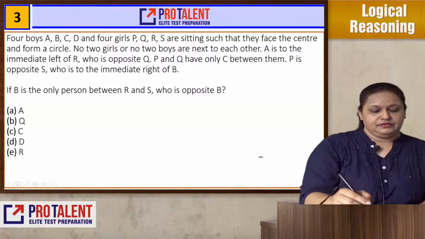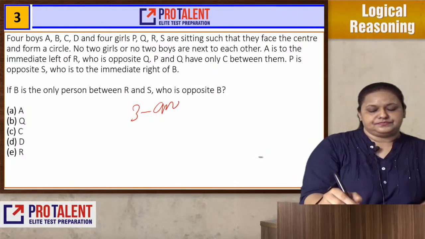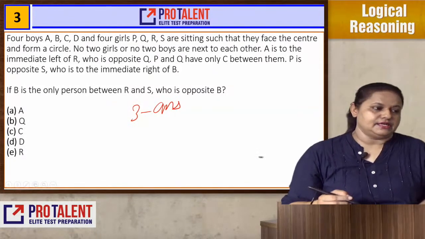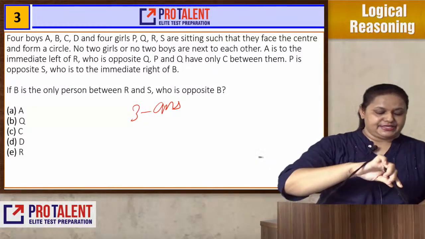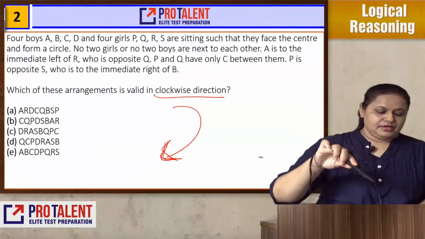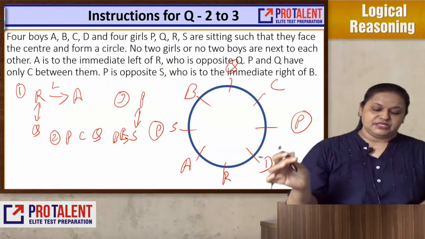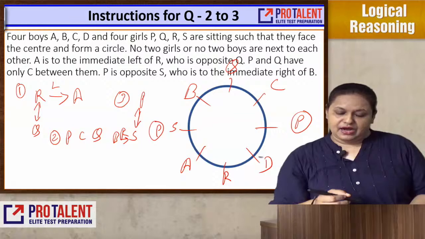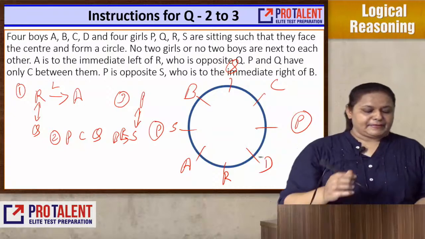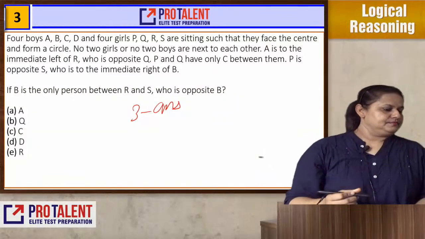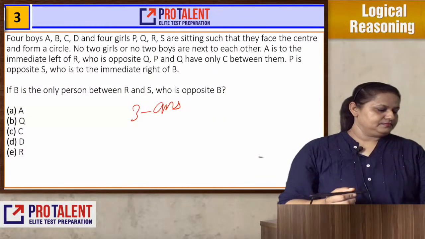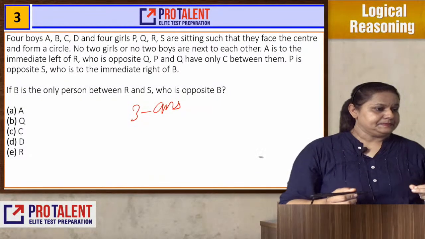Question number 3, the answer. Question number 3, the answer is, if B is the only person between R and S, if B is the only person between R and S? So what would be the answer to this then? Correct.